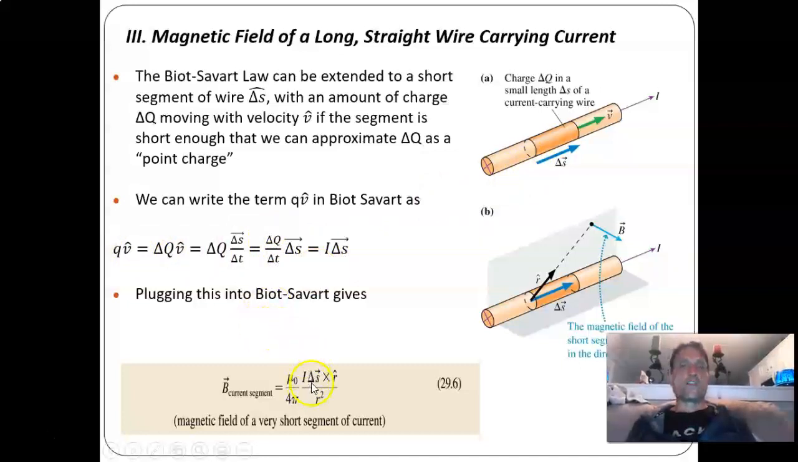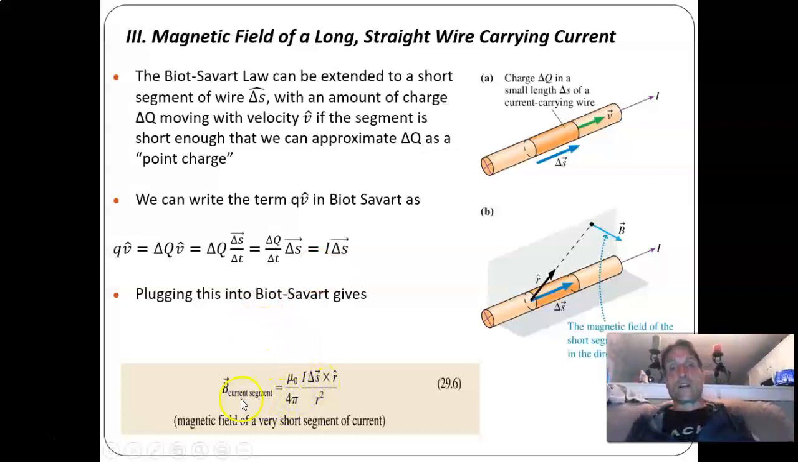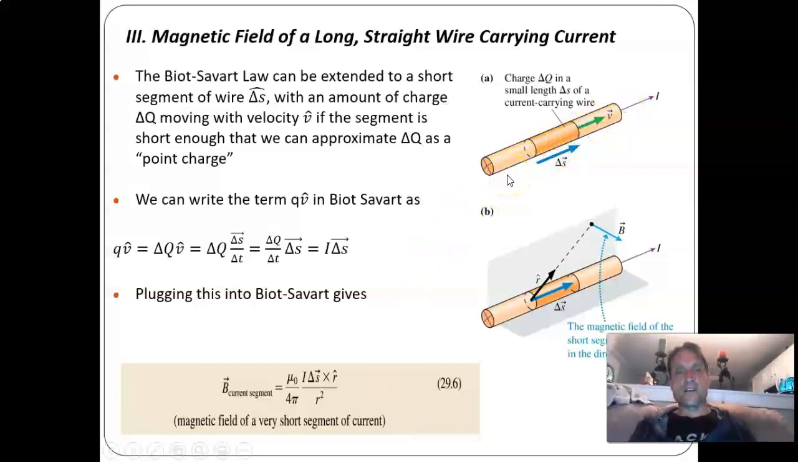And so we just write that in Biot-Savart law. And now we get the form of this equation for a small section, delta S, of a wire that's carrying a current I. And so this is the magnetic field of a short segment of wire. Okay, so you might say, why is that very useful?